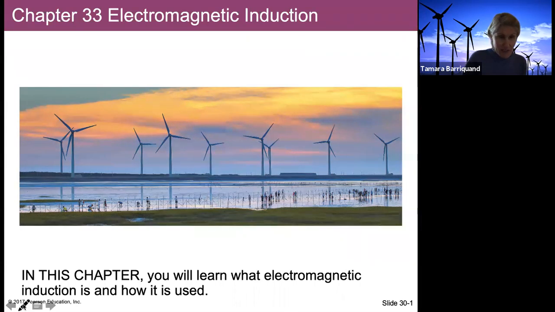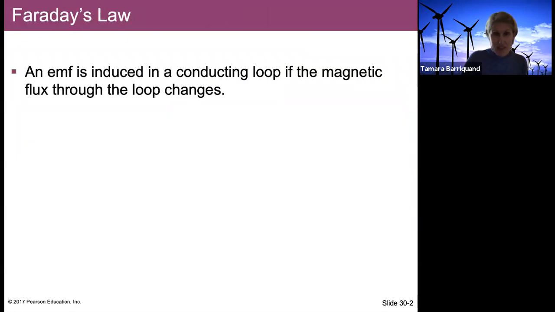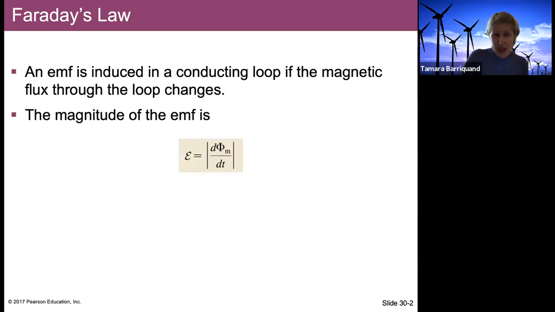And so what we want to do first is look at Faraday's law. Faraday's law tells us that an EMF is induced in a conducting loop if the magnetic flux through the loop changes. So we saw that if we have a change in the magnetic flux, that's when we will get an EMF that is induced. Now, the magnitude of the EMF, since it's related directly to the change in the magnetic flux, we can then say that the magnitude of the EMF is equal to the absolute value of the change in the magnetic flux with time.